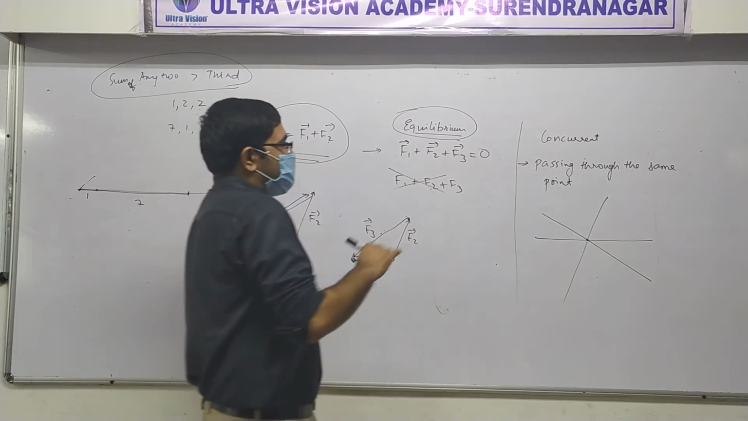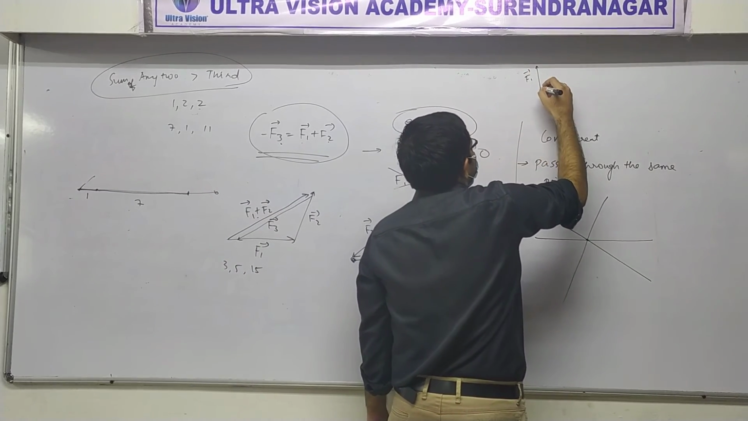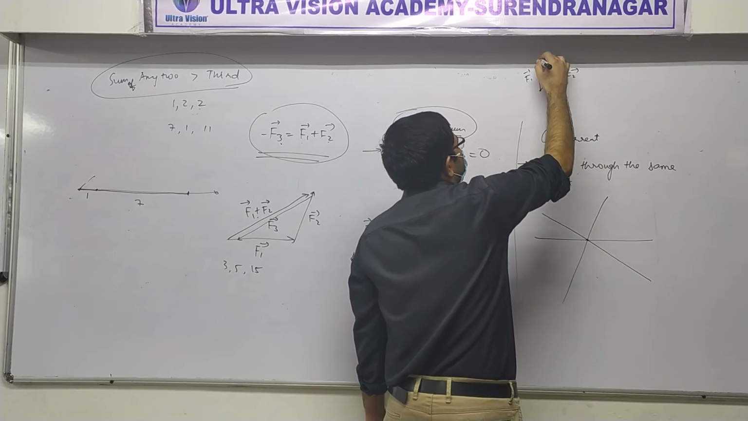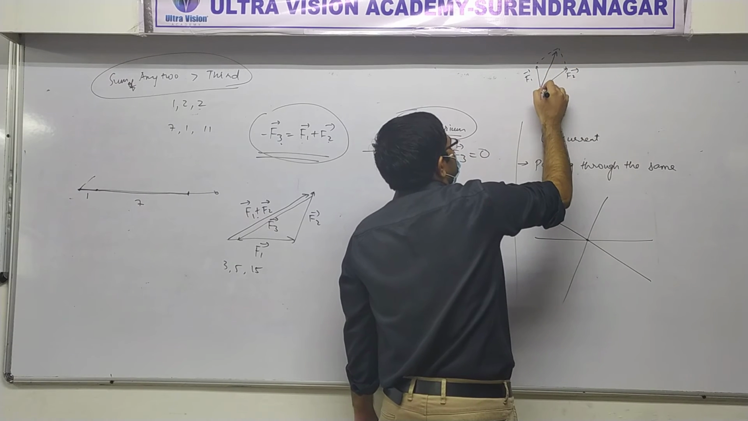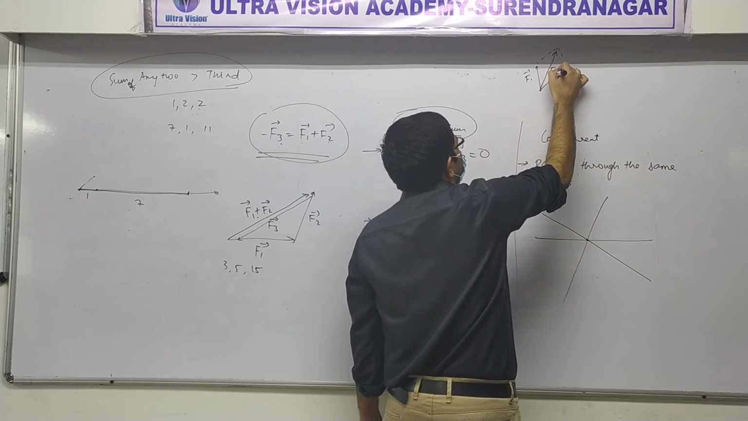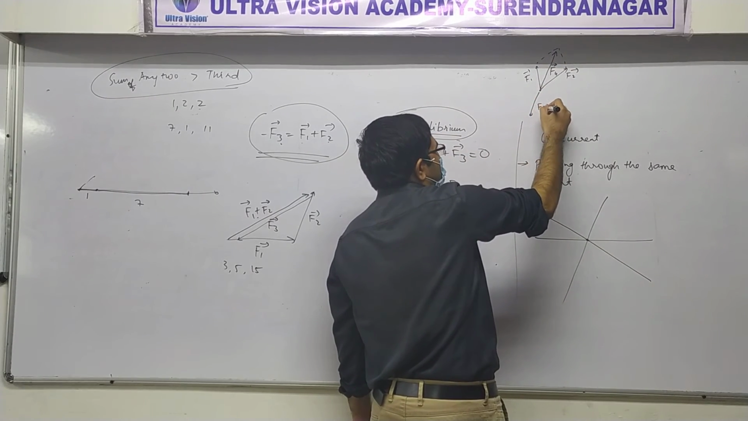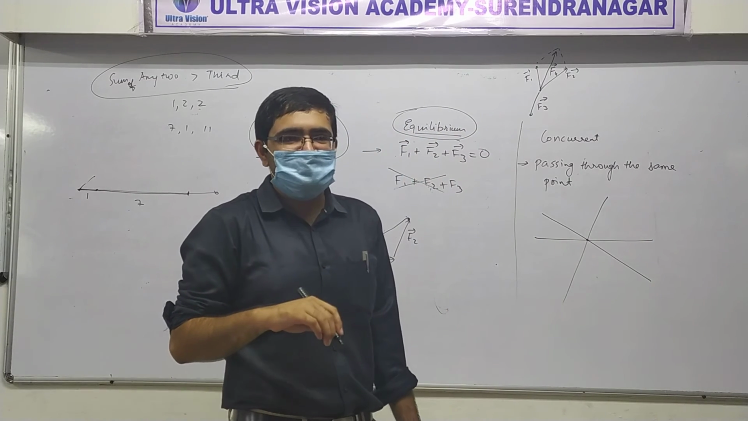You can also think of it this way: when you add two vectors, let's say F1 vector and F2 vector, their total, the resultant, let's call it F4. Then that F4 should exactly cancel F3. Only then will the total force be 0.